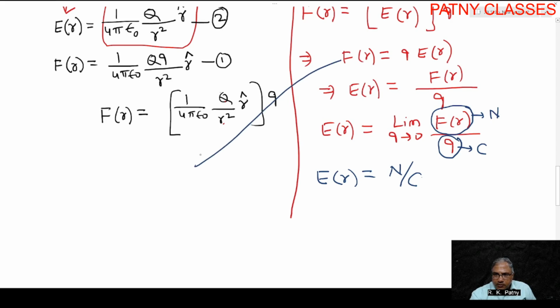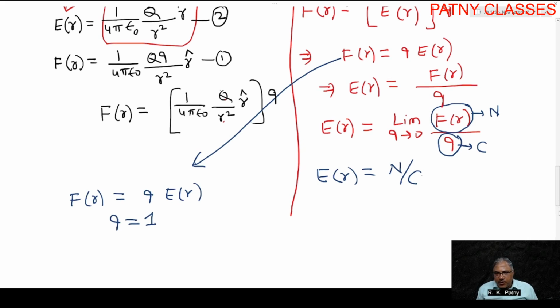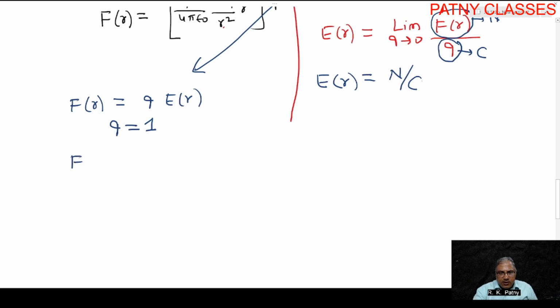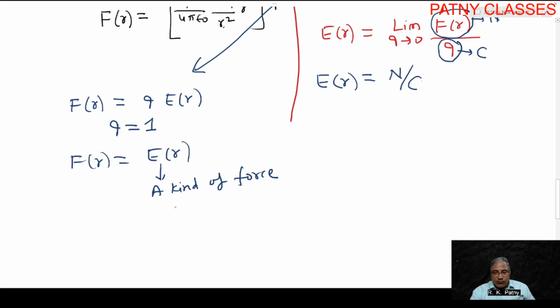One more thing, we have the equation F of R equals q into E of R. And suppose we make a supposition here, q equals 1. When you make q equals 1, what will happen? F of R equals E of R. That means electric field is nothing but a kind of force. But under what condition? If q is equal to 1. Thus, we can define the electric field by making q equal to 1.